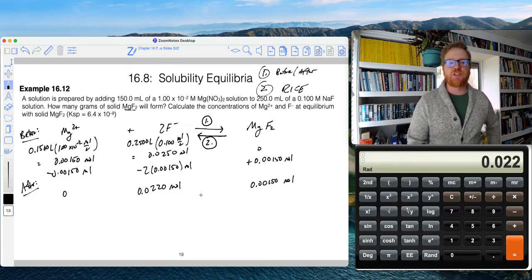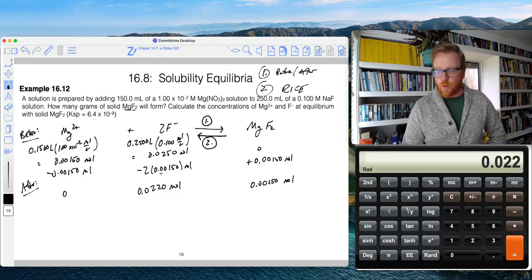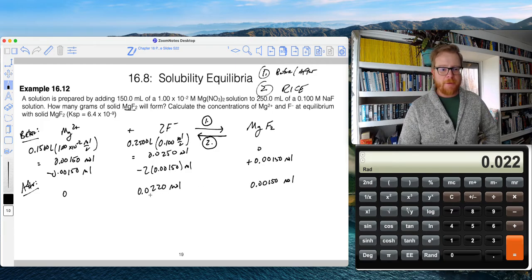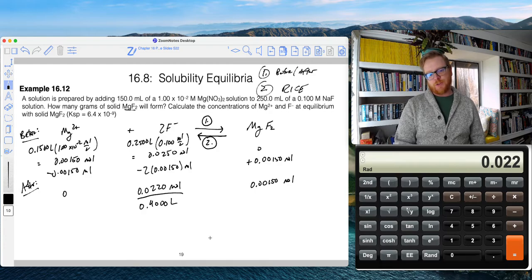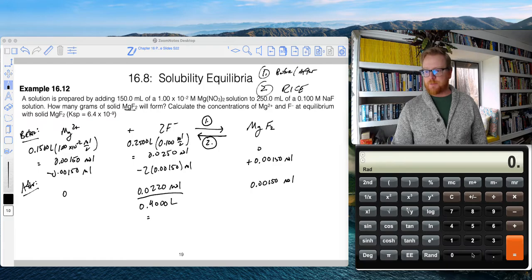Okay. So now what I need to do first is convert the fluoride into molarity. And we'll do that by dividing by our new volume, which is going to be the 0.1500 liters plus the 0.2500 liters, right? Because we combined those solutions. That's going to give me 0.4000 liters. And that's going to give me a molarity of fluoride. So now that becomes 0.022 divided by 0.4. And this gives me 0.055 molar.